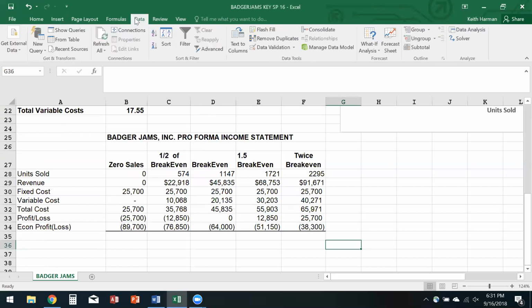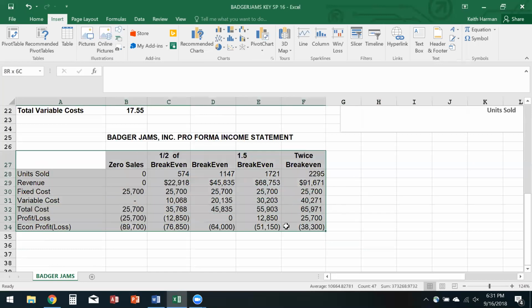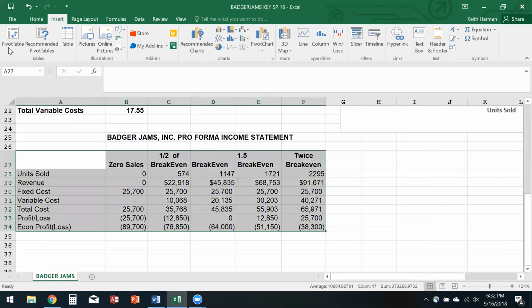Let's see, I want to find my charting here. Okay, yeah. I'm going to highlight all of this. All right, now I'm ready to insert the chart, and I want to select my data. And so I want to insert a chart.